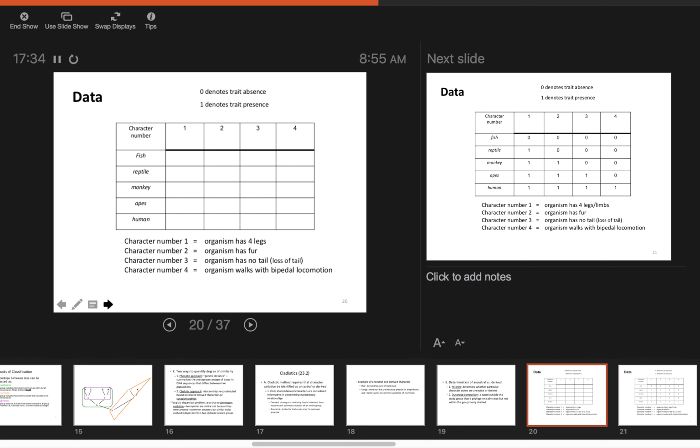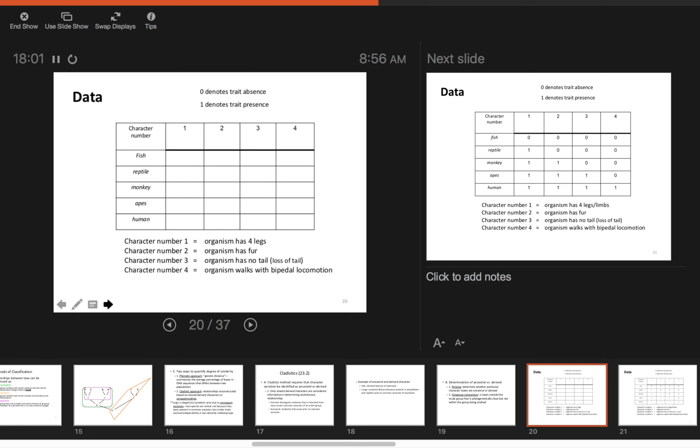Is the tail like their fin? The back fin, the caudal fin. Yeah, that's their tail. Yeah, okay, I see what you're saying. Wait, it denotes trait absence, so that means it does have it. Right. And then 1 denotes trait presence. Because it says no tail, so it's a double negative. Oh. Yeah, that's where everyone kind of trips up. They're like, what? Okay.